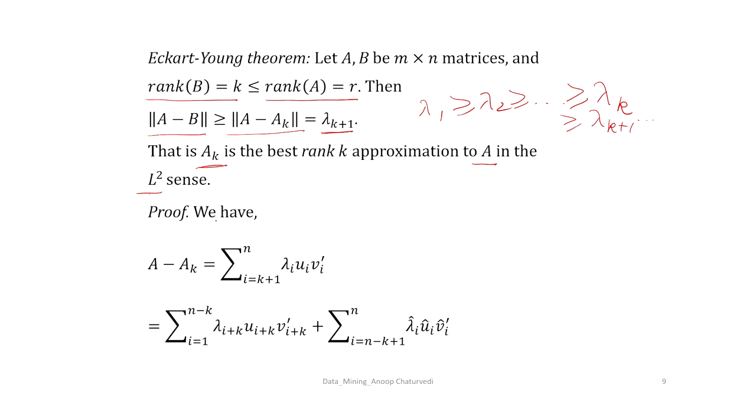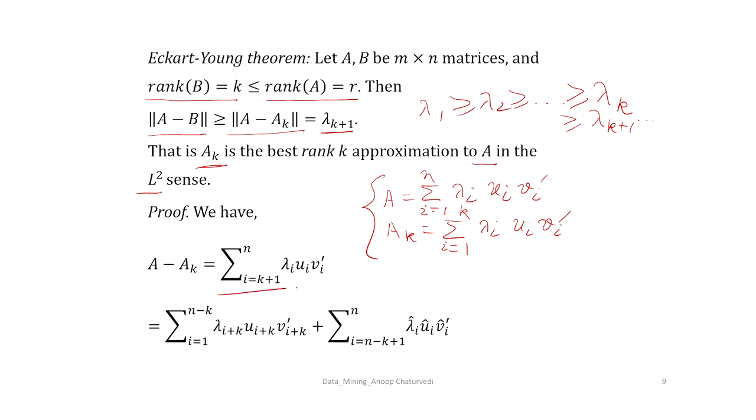Now, to prove this result, we can write A minus A_k as summation i equal to k plus 1 to n of lambda_i u_i v_i transpose. So, A is equal to summation i equal to 1 to n of lambda_i u_i v_i transpose, and A_k is equal to summation i equal to 1 to k of lambda_i u_i v_i transpose. And then you take the difference of these two, which is this. Or you can write it as summation i equal to 1 to n minus k of lambda_{i+k} u_{i+k} v_{i+k} transpose.